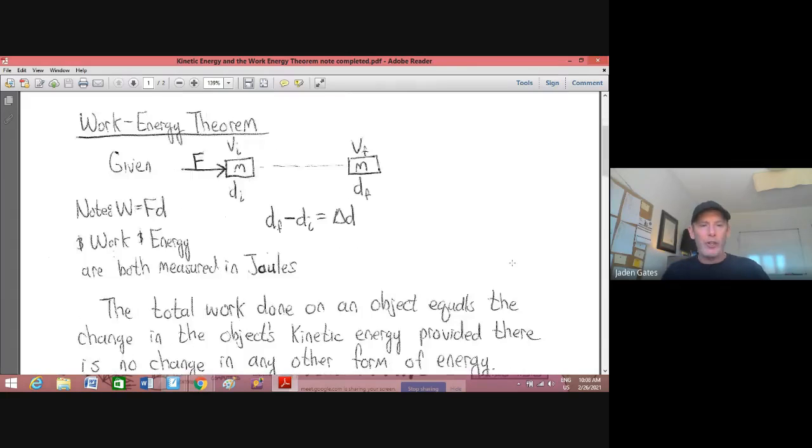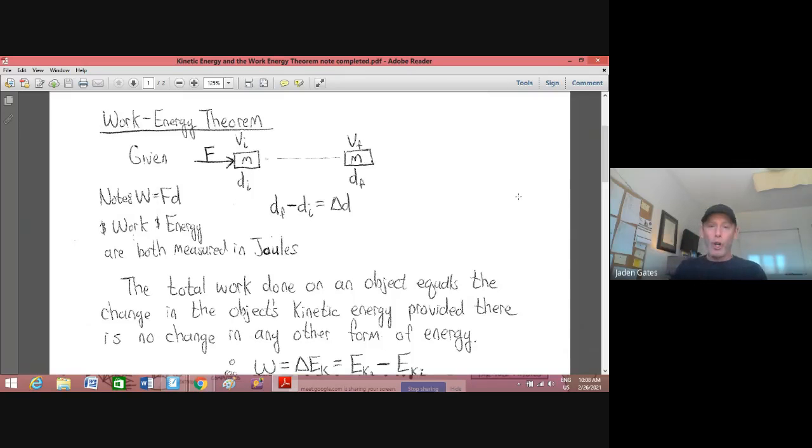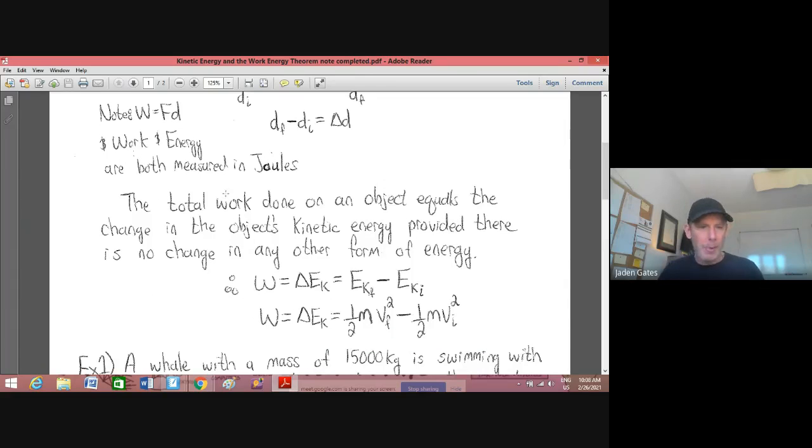Now, what the work energy theorem is all about is that if you do some work on an object, pushing it, you're going to make it faster. I think that's pretty obvious. Hopefully you've experienced that in your life. So we apply a force to a mass that has an initial velocity. Obviously, when you push something, you're going to make it go faster, as long as you're pushing it in the direction that it is moving, because that would be positive work.